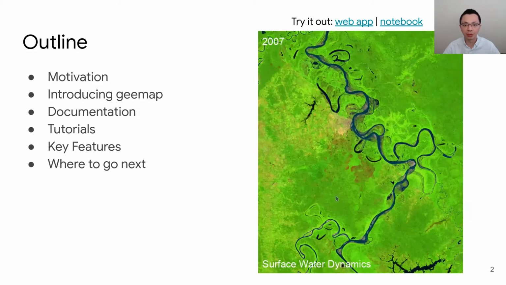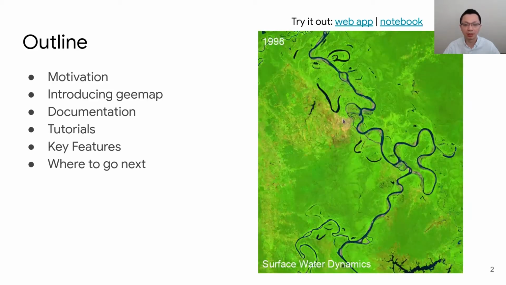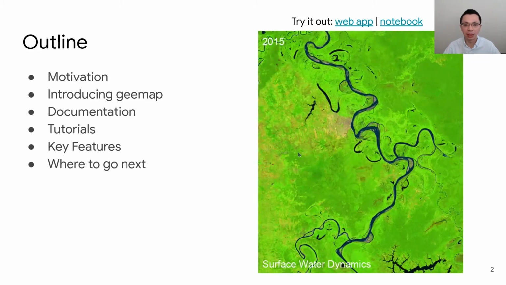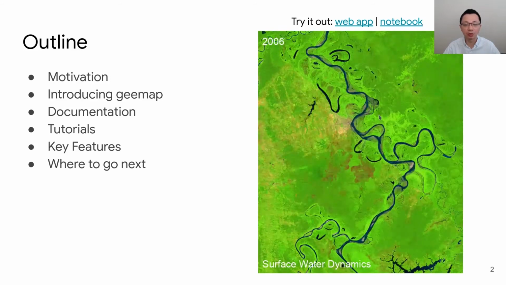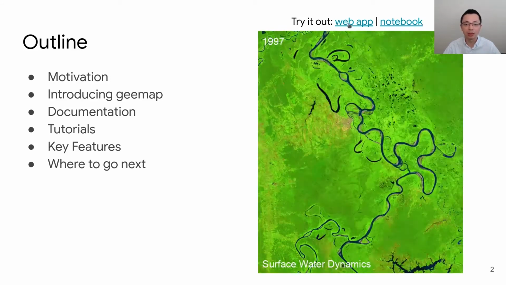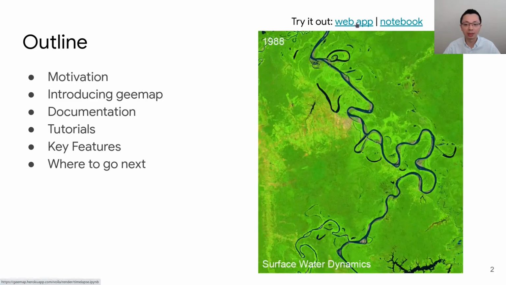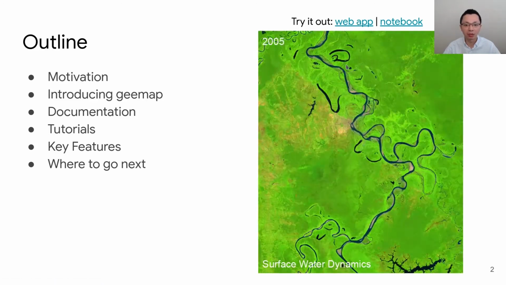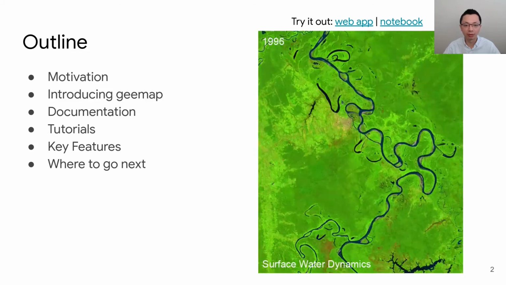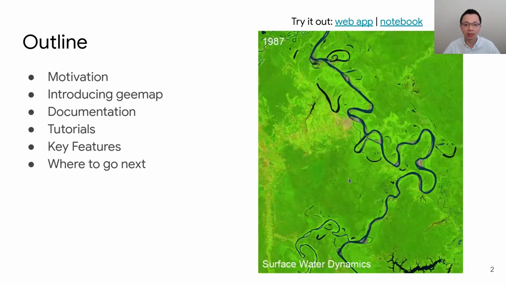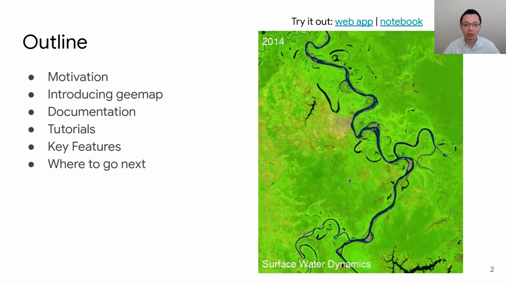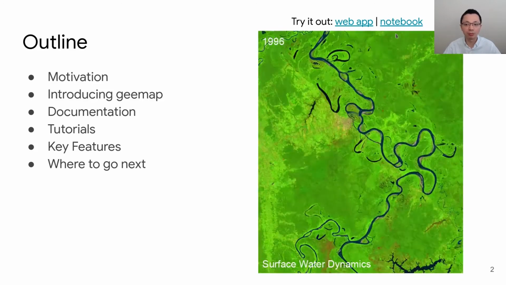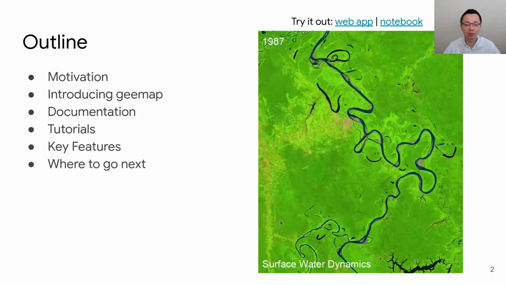On the right here shows you an animation of surface water dynamics using the Landsat satellite data for the past few decades. And this is something you can easily create using the geemap package without writing any line of code. If you want, you can try out the web app here by clicking the link, and then you can navigate to any location of your interest and draw a rectangle, and then you will be able to create an animation like this for any location and to be used in social media or on your website. You can also check out the notebook example to see the source code behind how this app was created.